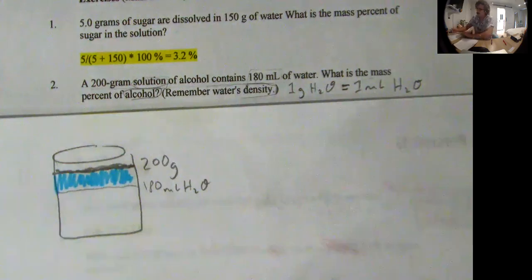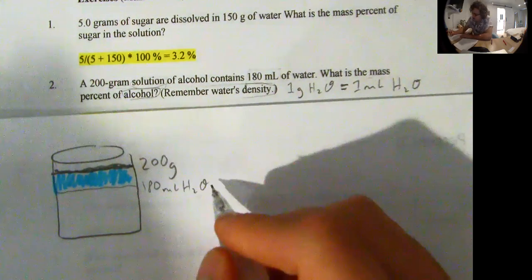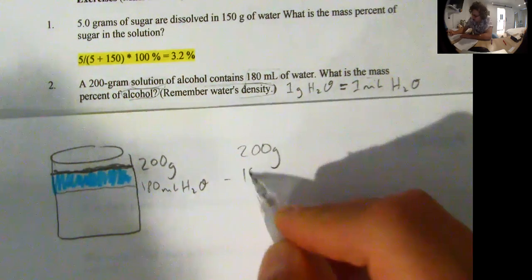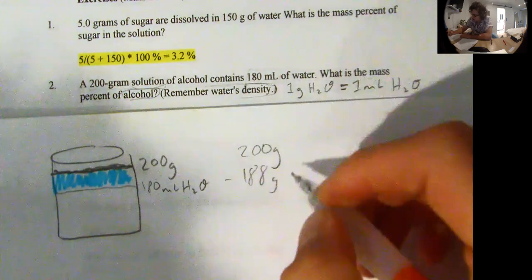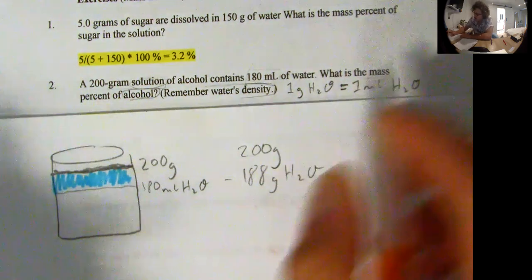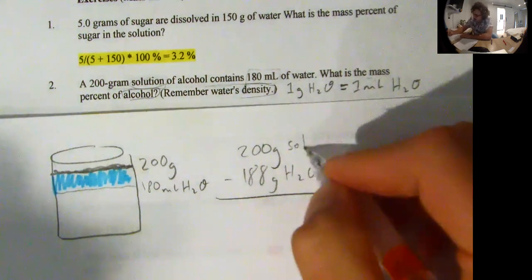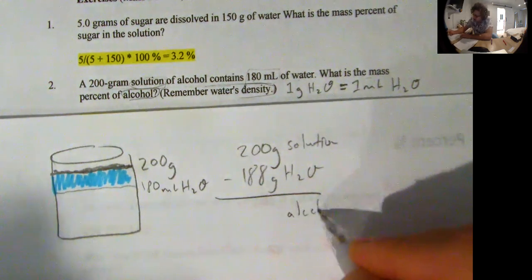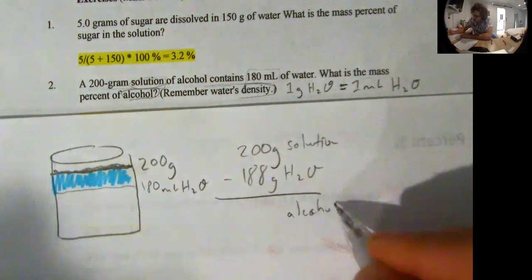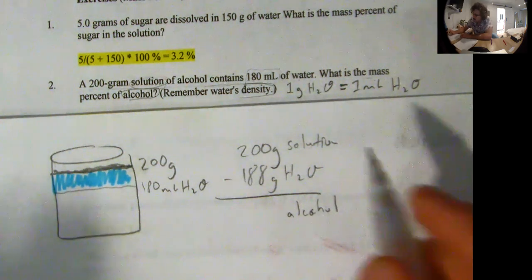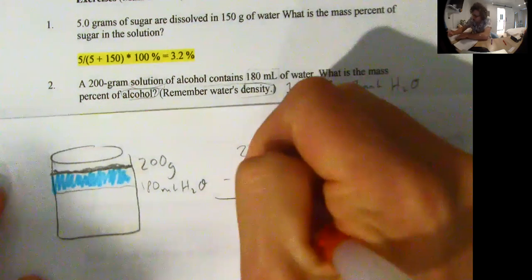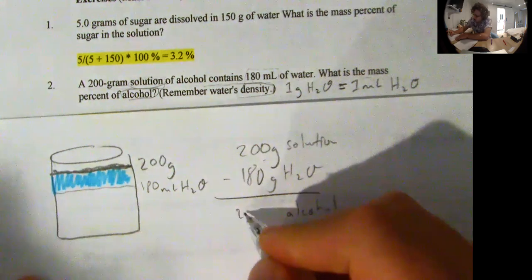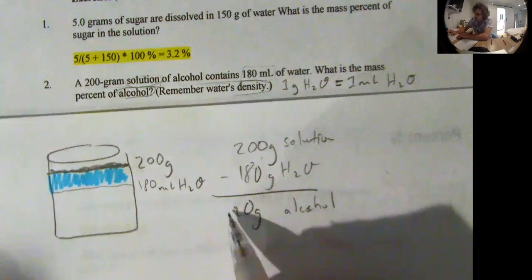Okay, so 200 grams of the solution minus 180 grams of H2O will give us the alcohol in the solution. Oops, I said 188, not 180, my fault. Let's put 180. So we know that there's 20 grams of alcohol in the solution.